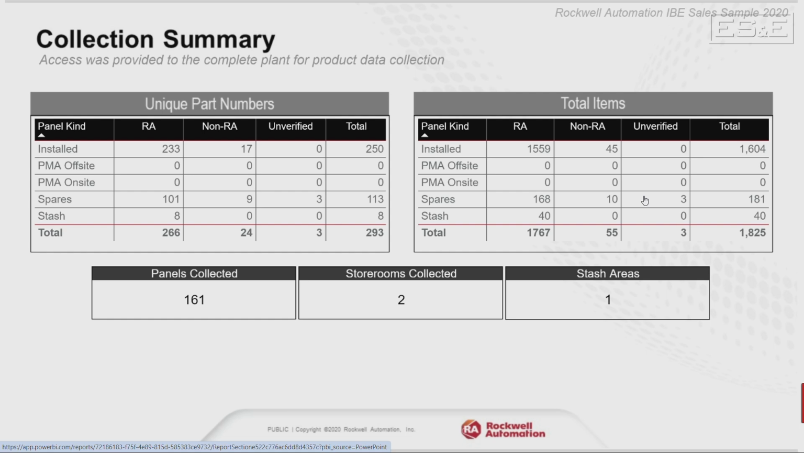So, there are closets that have some parts in them sometimes, and some offices that have some parts in them sometimes, and as long as we're told about it and we can see it, we try to collect those, and then we just put them in a stash area because they're not technically in the storeroom, but it is inventory that you do have on site. So that's how they break that out there as well. It gives you a breakdown of the panels that we collected, how many storerooms, as well as those stash areas.